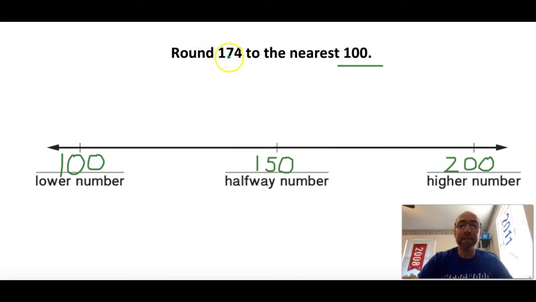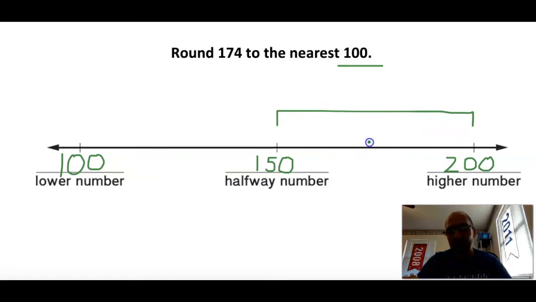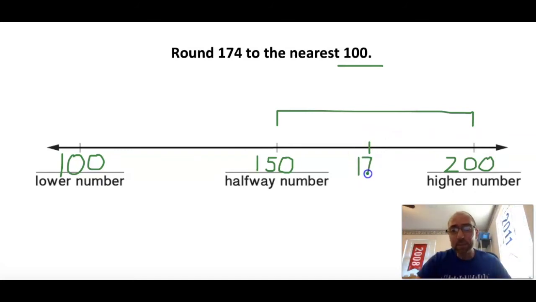Well, 174 is greater than 150. So I know it has to be on this half. So I'm going to take a guess, and I'm going to say 174 is about there. Now, is 174 closer to 100, or is it closer to 200? Well, hopefully you said it's closer to 200. We just rounded the number 174 to the nearest hundred, and our answer is 200.